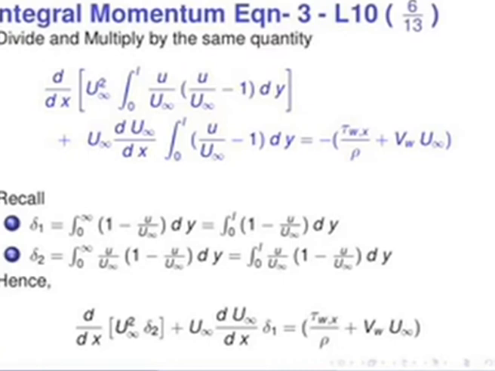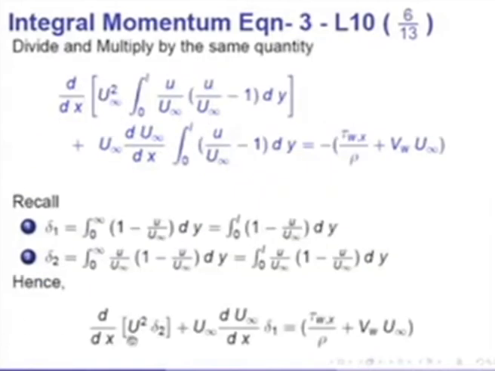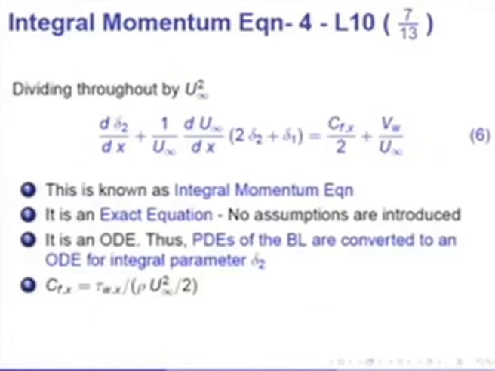I will further manipulate this equation as shown on the next slide. So, if I divide through by u infinity square and open up this differential of a product, then you will notice that the equation will read like this: d delta 2 by dx plus 1 over u infinity du infinity by dx into delta 2 plus delta 1 equal to Cfx by 2 plus Vw by u infinity.